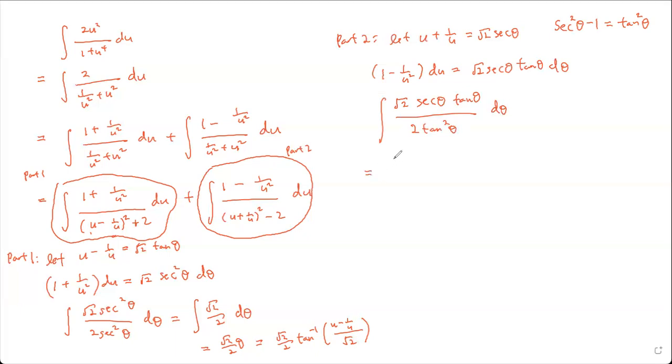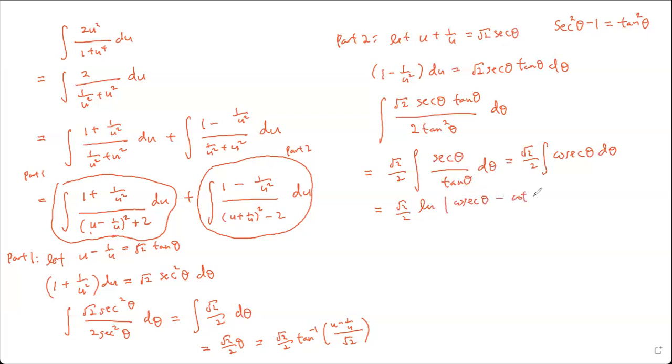Let's simplify that a little bit. Maybe I can write the constant multiple outside. Tangent theta divided by tangent theta, so I get secant theta over tangent theta. If I simplify secant theta over tangent theta, I should end up with cosecant theta. And integrating cosecant theta, what do you get? You get ln of cosecant theta minus cotangent theta.